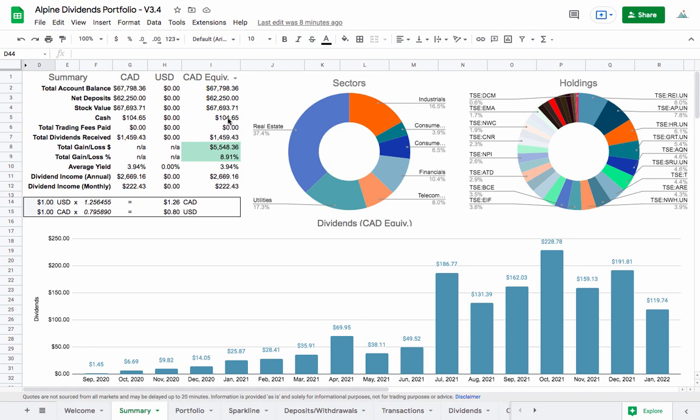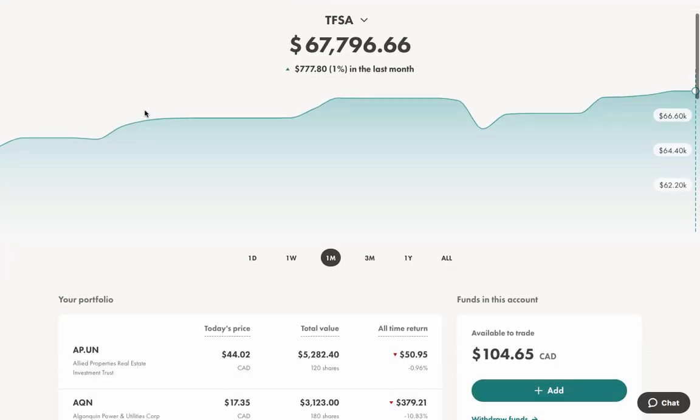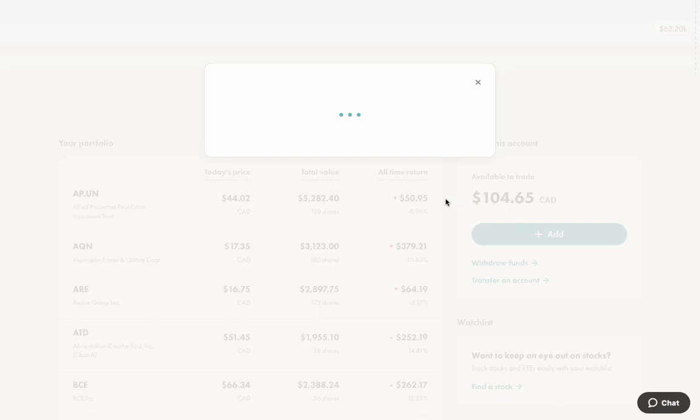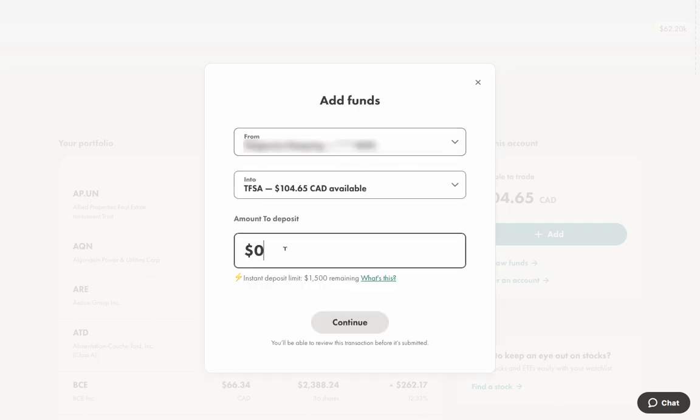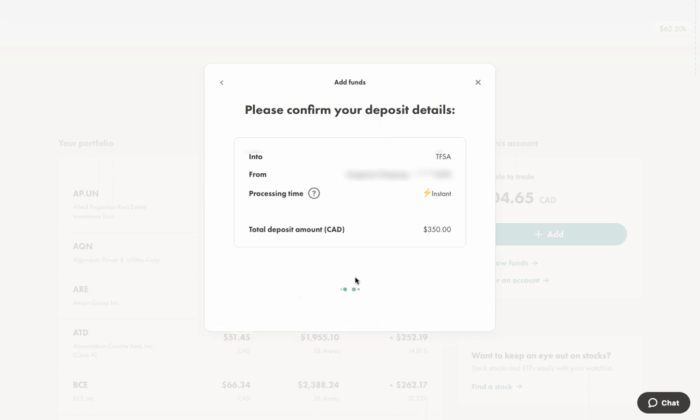Now, there's $100 cash in my account right now. Some of this is just left over from whatever I was doing last time I was buying, and there's also some dividends in here that I have recently received, but I want to put in some of my own money as well, and we're going to do that here in Wealthsimple Trade. So I'm going to add in $350 of my own money. We're going to confirm those.